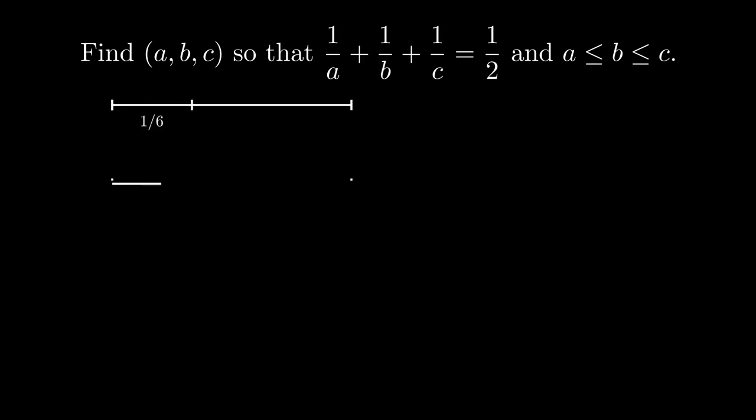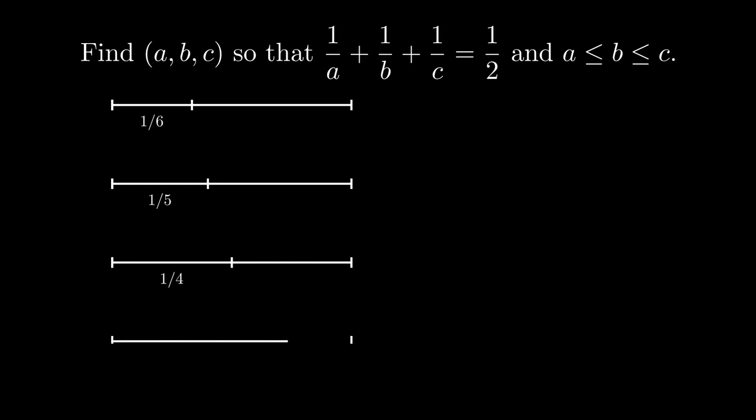It could be that A equals 5. It could be that A equals 4. Or it could be that A equals 3. Let's take a look at the case where A equals 6.